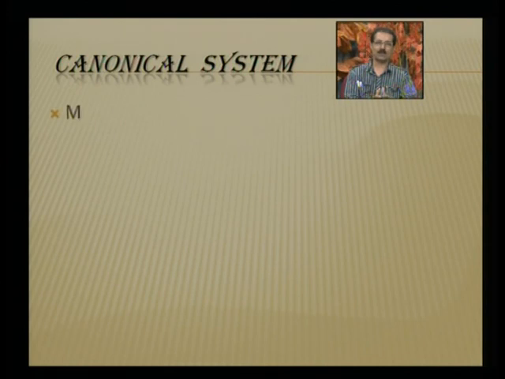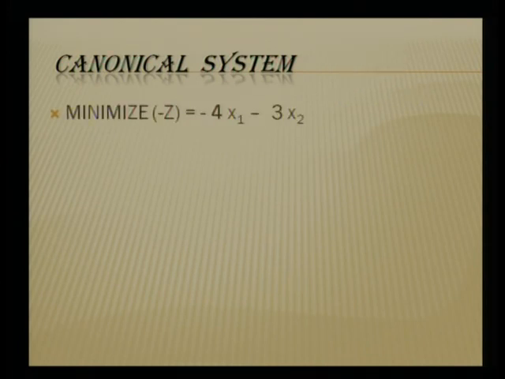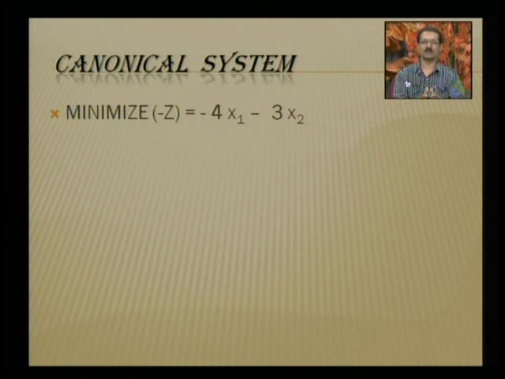If we apply this process, our objective function now changes to: minimize minus z equal to minus 4x1 minus 3x2. So it's a very simple process. If you have a problem of maximization and you want to convert it into minimization, you simply have to attach a minus sign to all coefficients. So our objective function is converted into minimization.